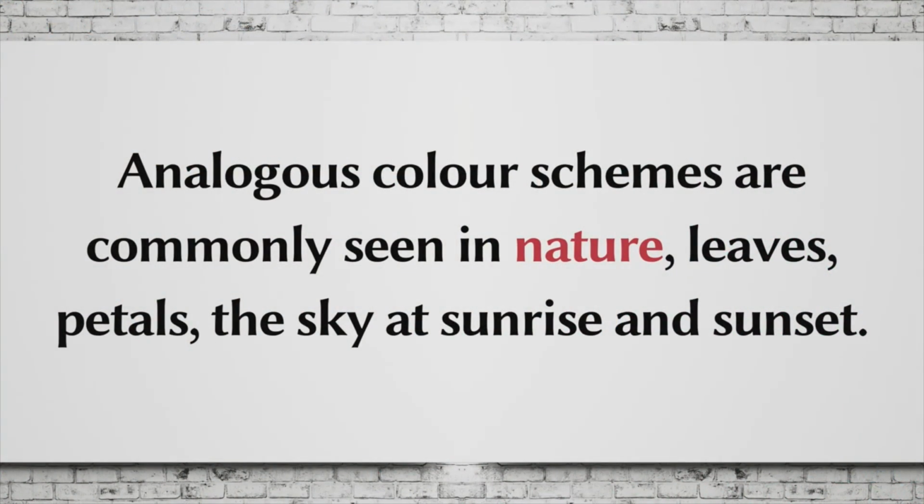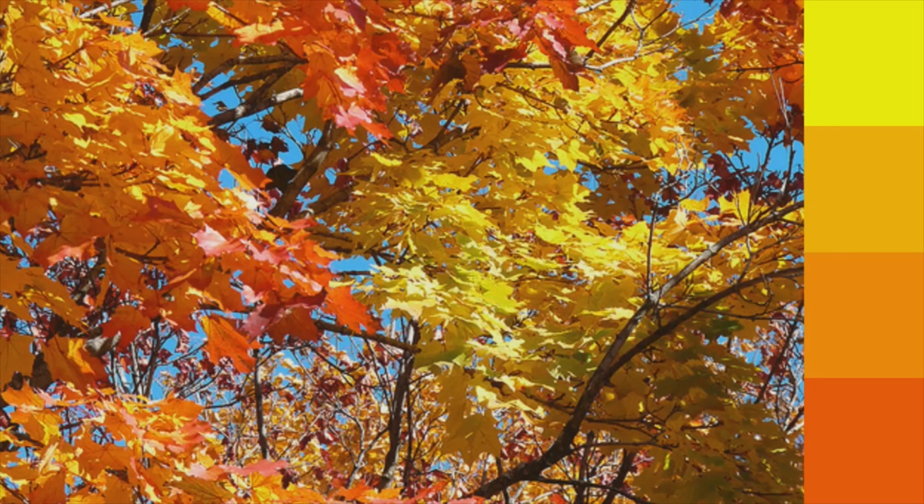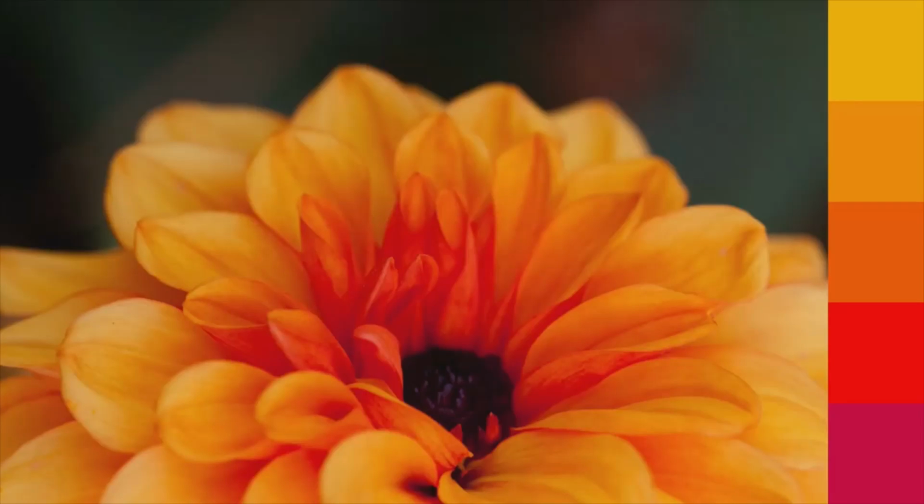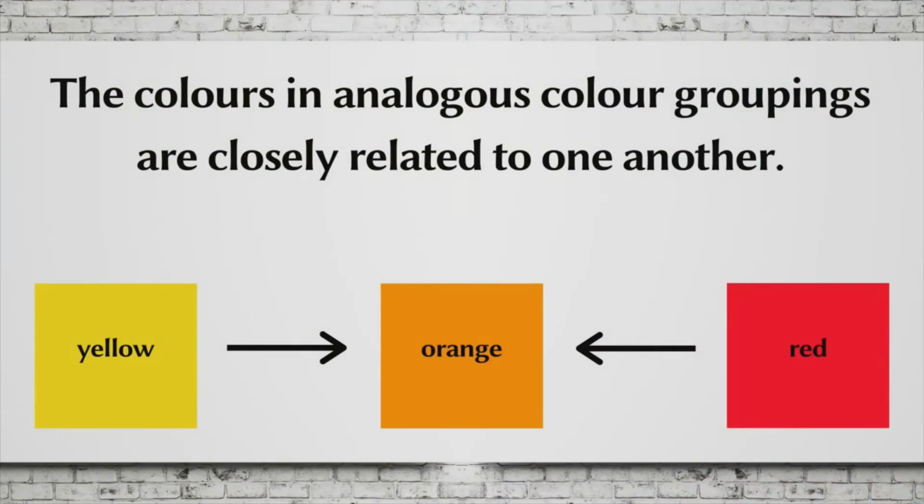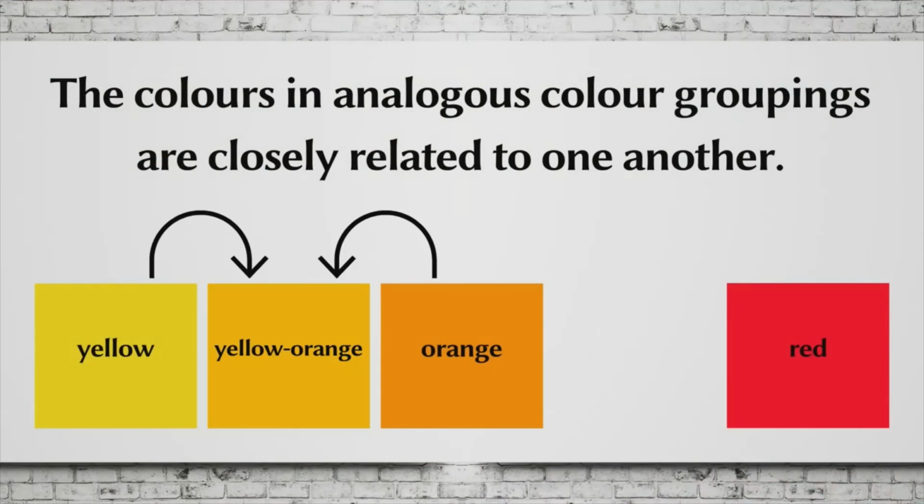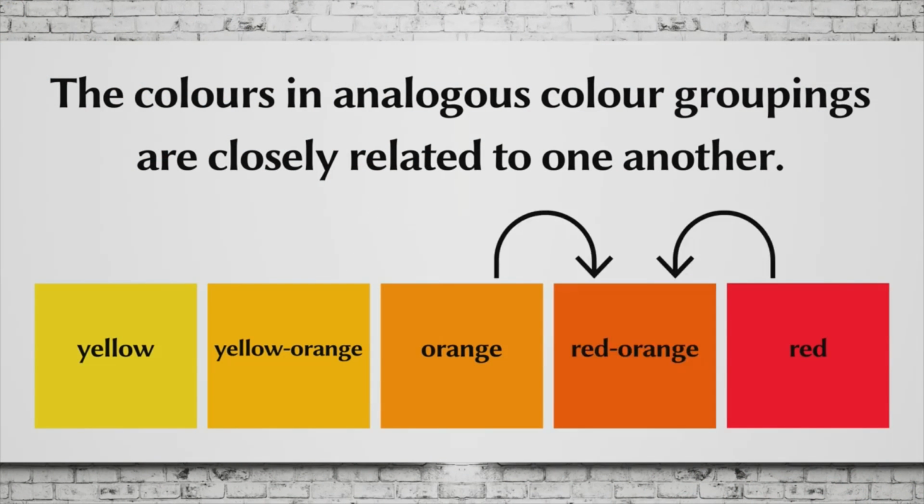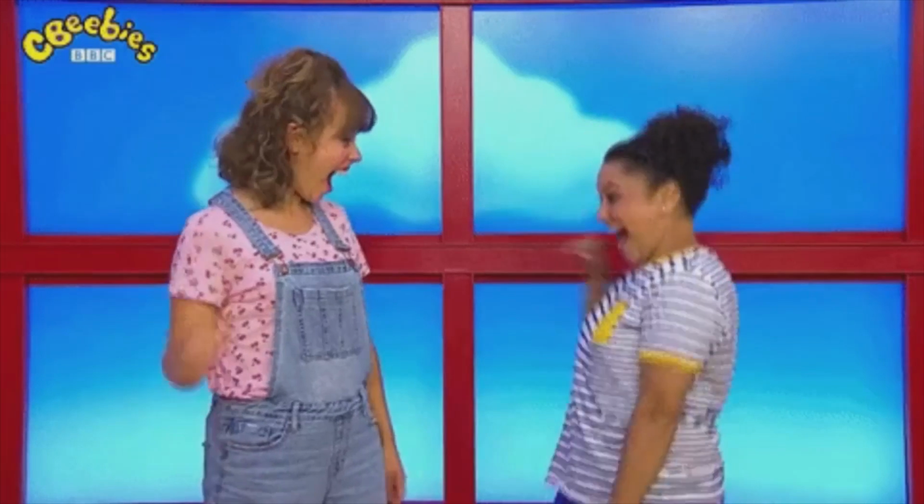Analogous color schemes are commonly seen in nature, for example in leaves, petals, and the sky at sunrise and sunset. The colors in analogous color groupings are closely related to one another, as most colors belong to the same color family. This is what makes an analogous color scheme so harmonious.